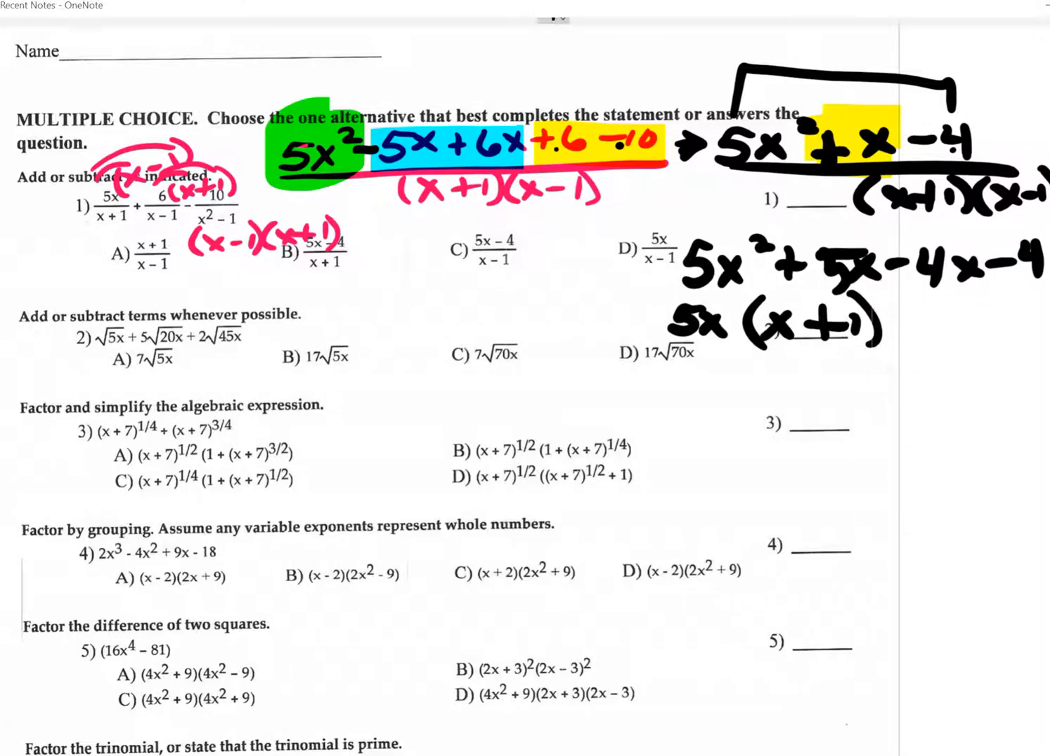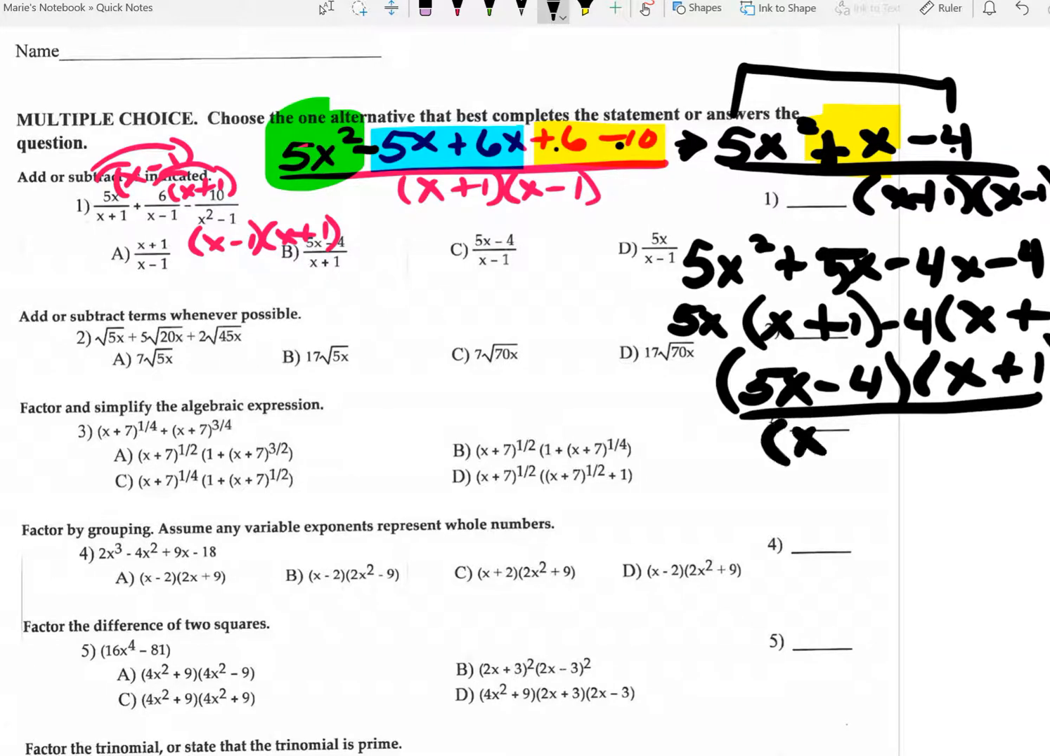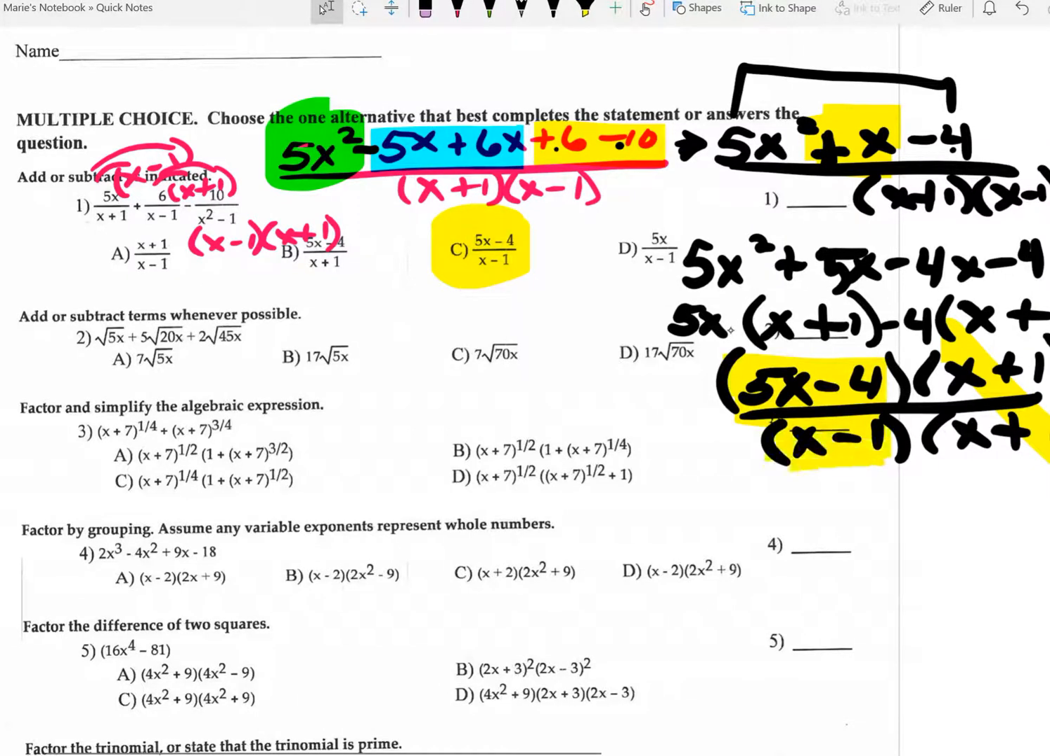If I take out from this group a negative 4, I am left with x plus 1. Okay, and again, remember, we're still over x plus 1, x minus 1 in the denominator. So when I group this, I'll end up with 5x minus 4 times x plus 1. And all of this will be over x minus 1, x plus 1. You can already see what's going to happen. This is going to cancel, and you're going to be left with answer choice C, which is this right here.